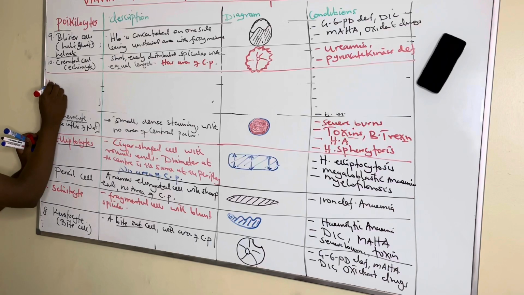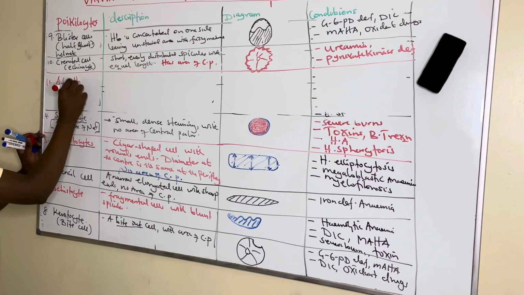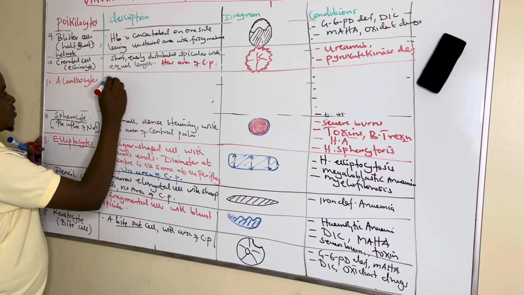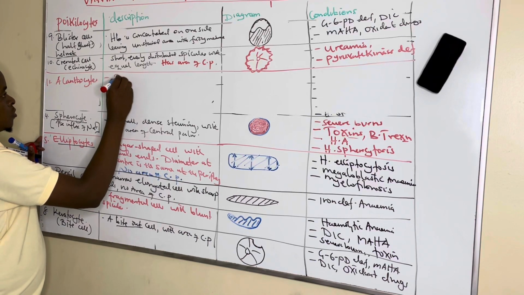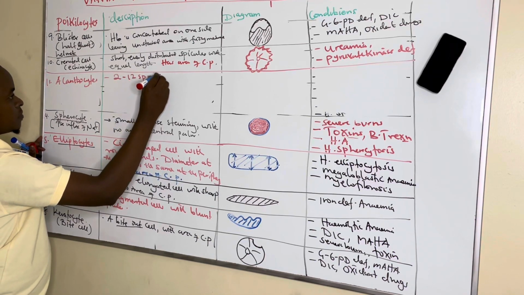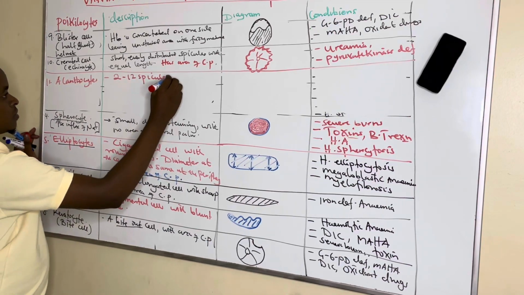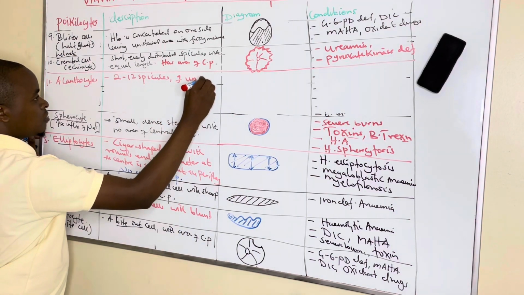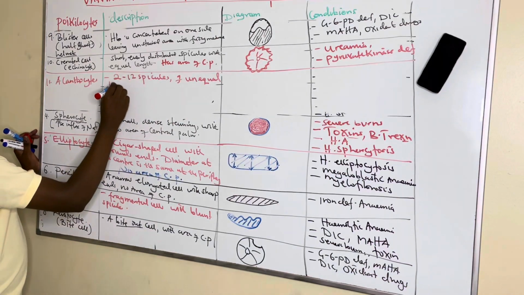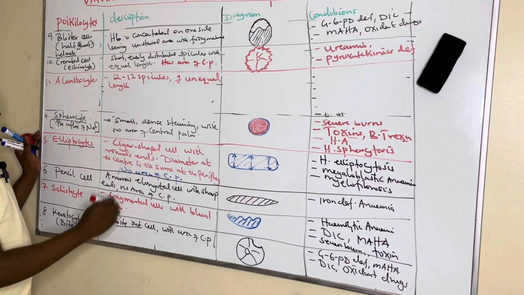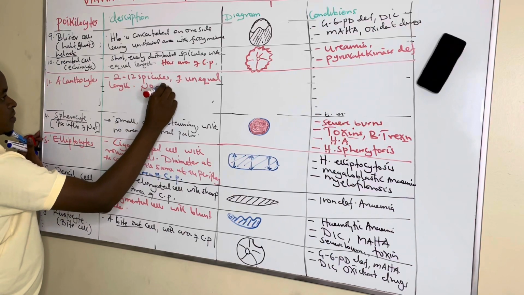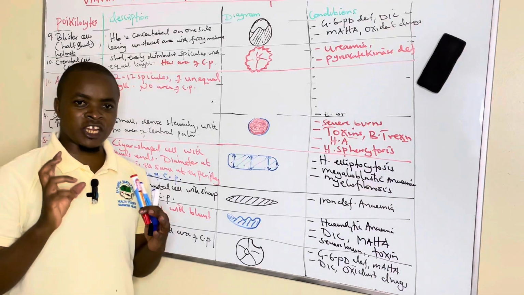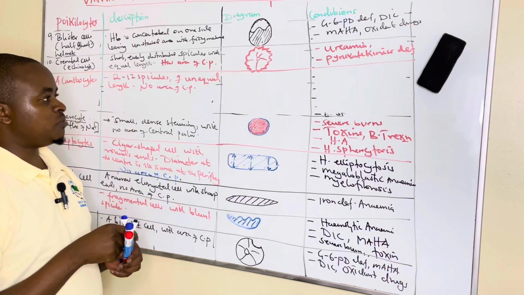Then number 11, we can talk about acanthocytes. Acanthocytes have 2 to 12 spicules or projections of unequal length, and they are not evenly distributed and have no area of central pallor. You have 2 to 12 spicules, and they are not evenly distributed.